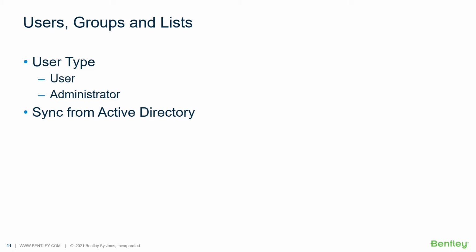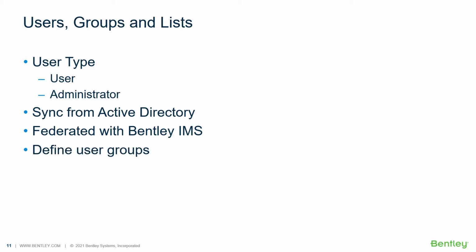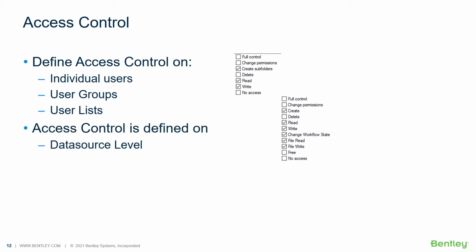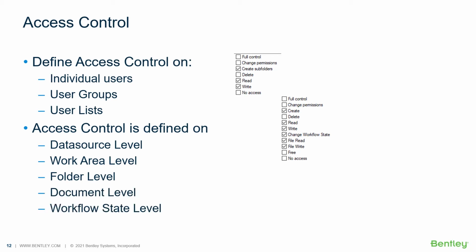Or if you decide, no, we want to federate your Active Directory with our Bentley IMS, which is kind of our own Active Directory. If you don't want to do that and you want to create each user and group manually, then we define those groups for you. We define the user lists, and that can be for access control or for mailing lists. And access control is defined on individual users, user groups, or user lists, or a combination of all of them. Access control is defined on data source level, or we can do it on a work area level, which is the general way of doing it. We can do it on a folder level, we can do it on a document level, or we can do it on a workflow level.